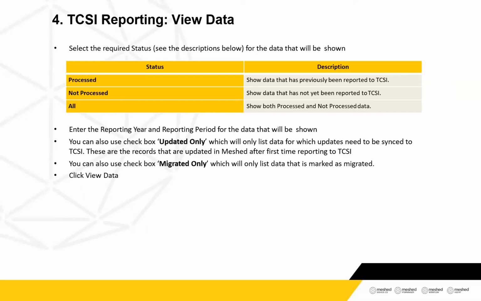I will also show you how that looks. That record will be marked as an updated record. So this is how you can get all your updated records in bulk on your TCSI reporting page. Second is migrated only. These are the records that you have reported through HepCat already, and we have done the migration for you on your Mesh platform.